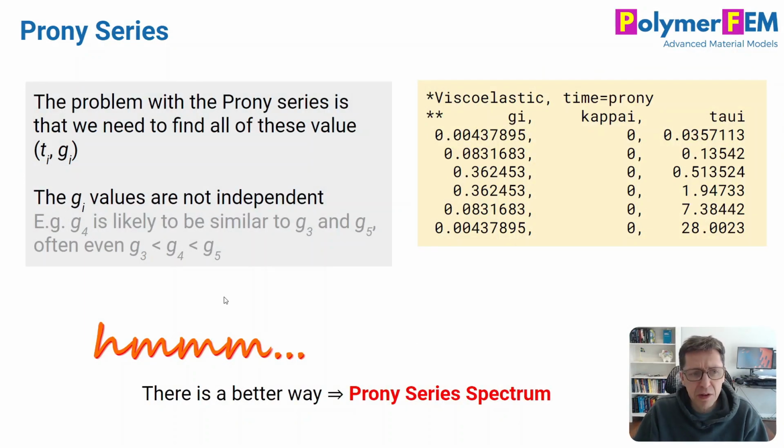The problem here is that we need to find all of these numbers. There are a lot of numbers here, and the numbers are not independent of each other. The time values are distributed over some time period of interest, but the G i values are not independent. The next value in this series tends to be between the previous and the next, and it's a smooth function. There must be a better way to do this than to specify each of these values individually. And that's the whole concept of a Prony series spectrum. We can do it once for all, and that makes it much easier to work with these Prony series.